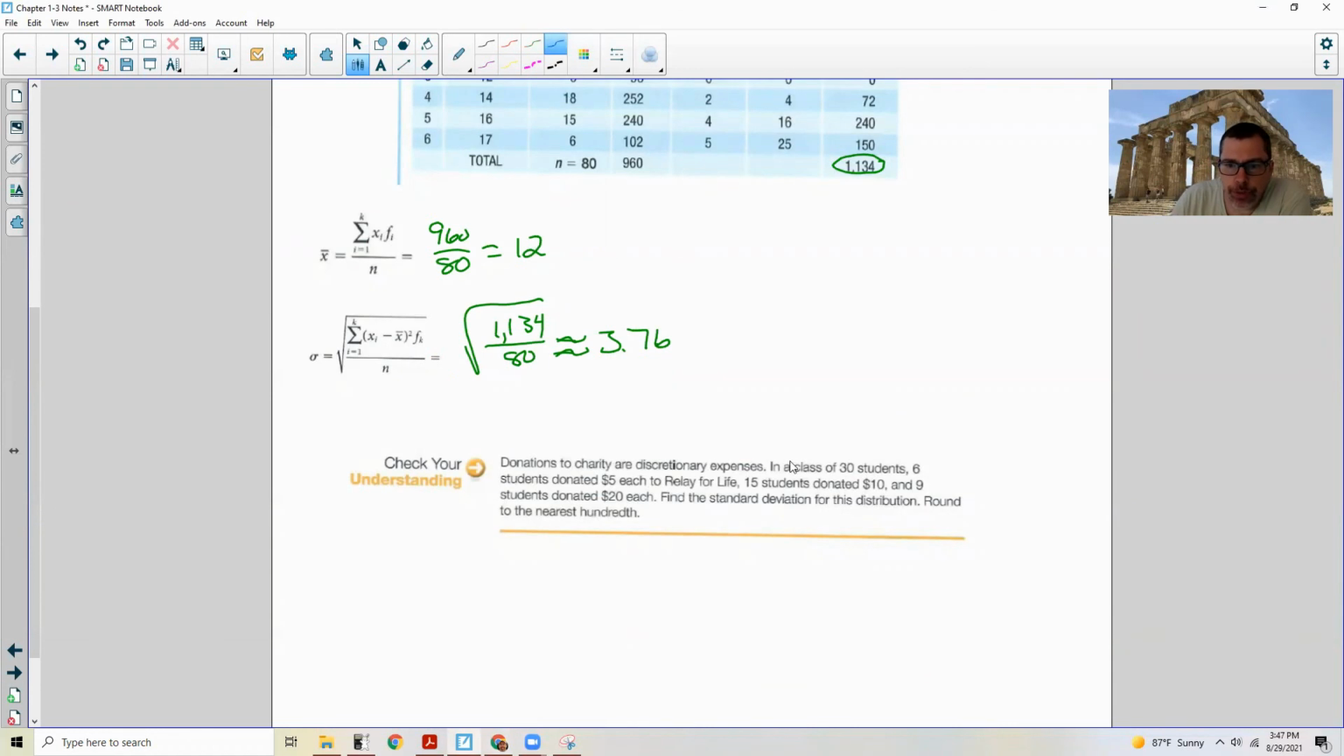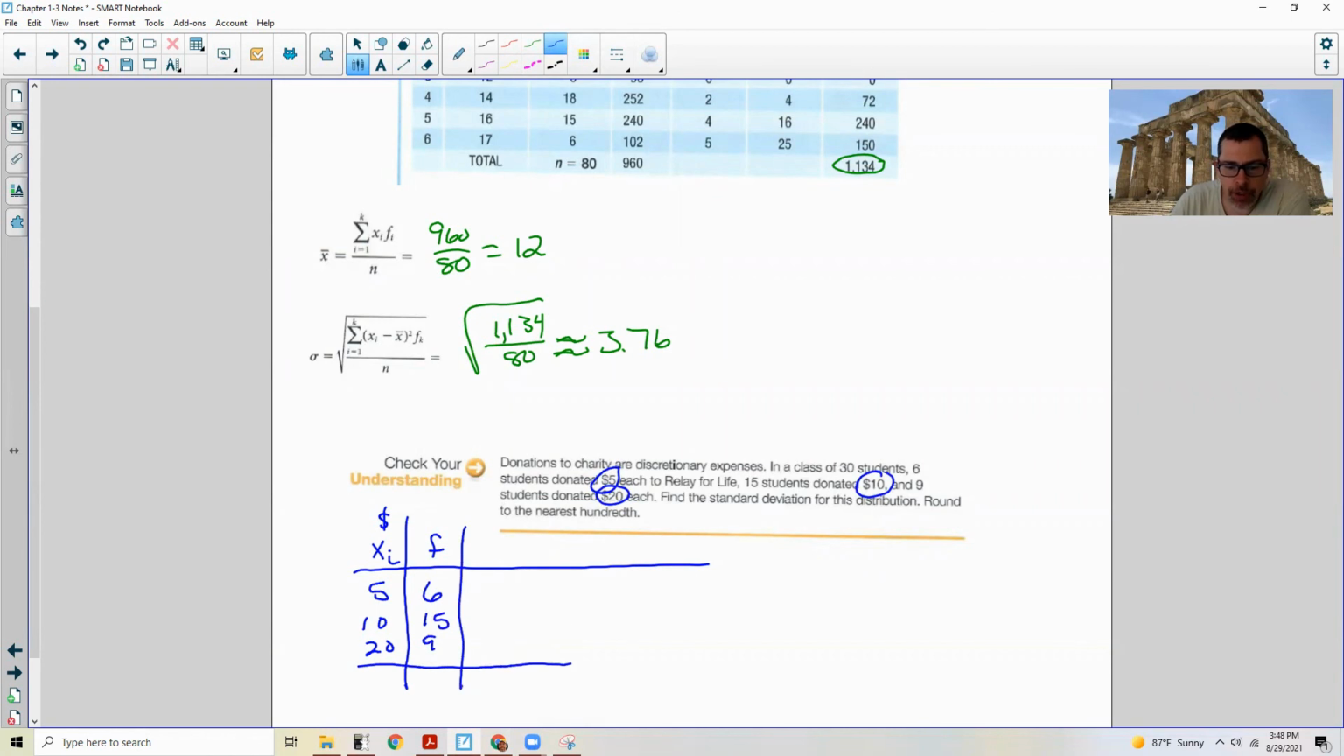Okay, so here's what we do. If we're going to have a column and we call it x sub i, that is going to be our dollar amount donated. There was $5 donated, $10 donated, and $20 donated. Okay, our frequency is how many students donated that amount. 6 students donated $5, 15 students donated 10, and 9 students donated 20. And that's how we start.